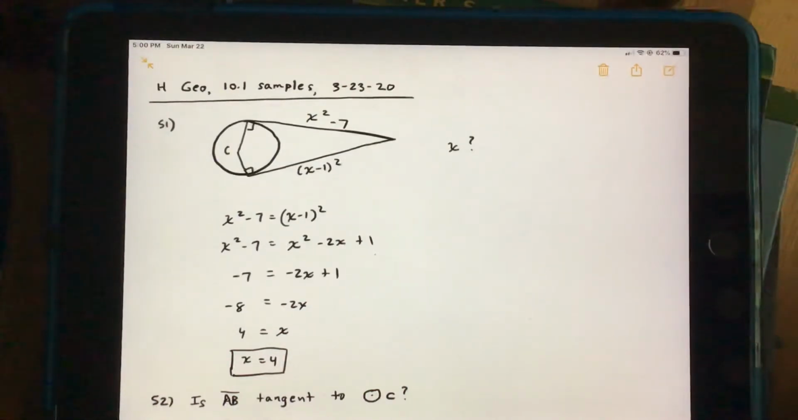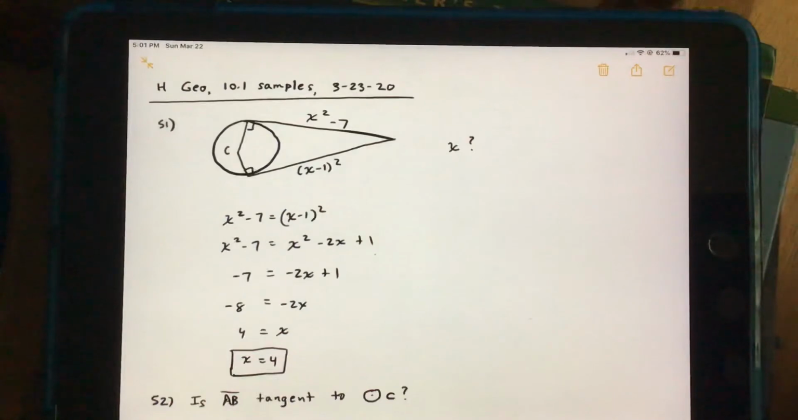So we'll start with our sample 1, where we are presented with a circle and two tangent lines meeting at an external point outside of the circle, and we have labels on the length of those tangent lines. We're going to know that they are in fact congruent because those are tangent lines meeting at a point external to the circle. So we're going to be able to equate x squared minus 7 equal to x minus 1 quantity squared. Then we'll step through the process of solving for x, which is our goal here.